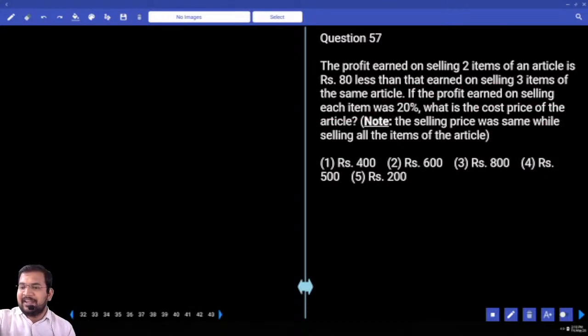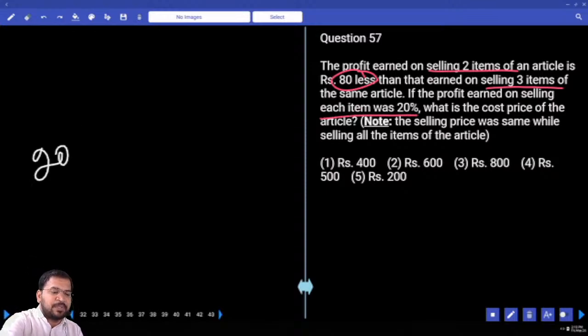The profit earned on selling 2 items of an article is 80 rupees less than the profit earned on selling 3 items of the same article. Selling 2 articles, selling 3 articles, the difference is 1 article, and that difference is 80 rupees only. So the profit on each article is 80 rupees, and that 20% is nothing but 80 rupees.